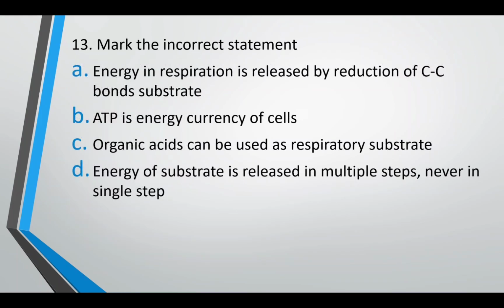Question number 13. Mark the incorrect statement. 4 options are given, of which one is incorrect. You have to find the incorrect statement. Energy in respiration is released by reduction of CC bond substrate. ATP is the energy currency of cell. Organic acids can be used as respiratory substrate. Energy of a substrate is released in multiple steps, never in a single step.